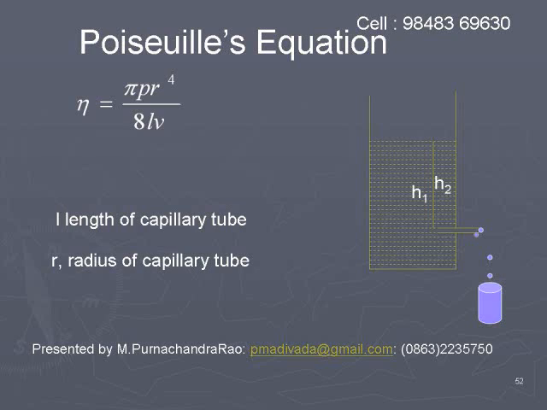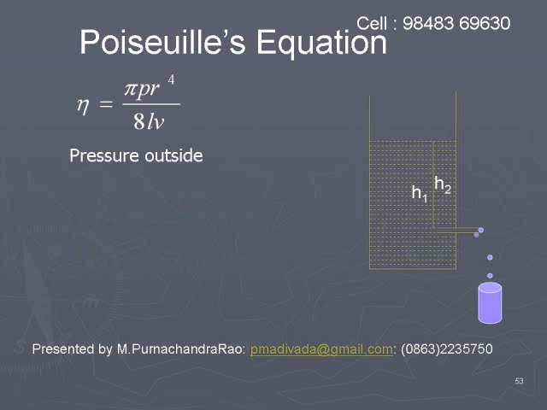Now, a pressure difference exists between the ends of the capillary tube inserted in the hole at the bottom. Inside the liquid, the pressure is more, and outside the liquid in air, the pressure is less. The length of this capillary tube is indicated with L, and its radius is r.